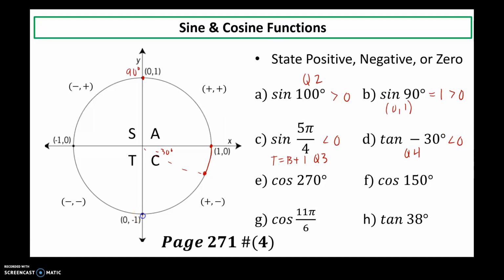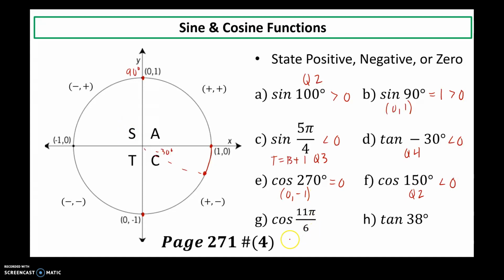270 degrees is down here on my negative y-axis. The ordered pair is 0, -1. Cosine is the x-coordinate, so my cosine of 270 is equal to 0. Okay, 150 degrees. 150 degrees is a second quadrant angle. In the second quadrant, only my sine function is positive. So cosine will be less than 0.